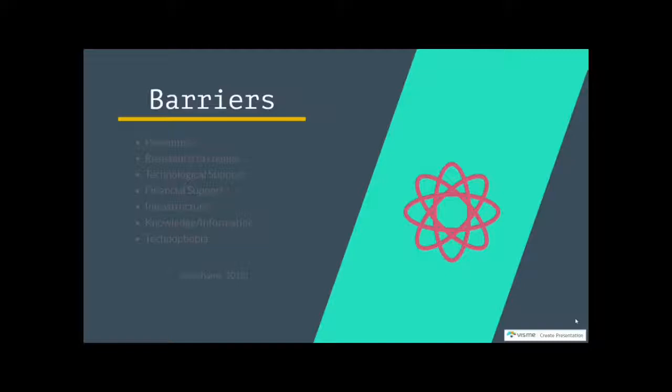According to an article by Abrahams in 2010, there are 7 barriers to technology adoption in higher education. These barriers include perception, resistance to change, technological support, financial support, infrastructure, knowledge, information, and technophobia. With every technological advancement, there are bound to be barriers to implementation that may prevent the technology to be used in its fullest extent. It would be important for stakeholders, for example, administration and universities and professors of education, to be aware of these barriers and how they may affect how their lesson is being translated to their students.